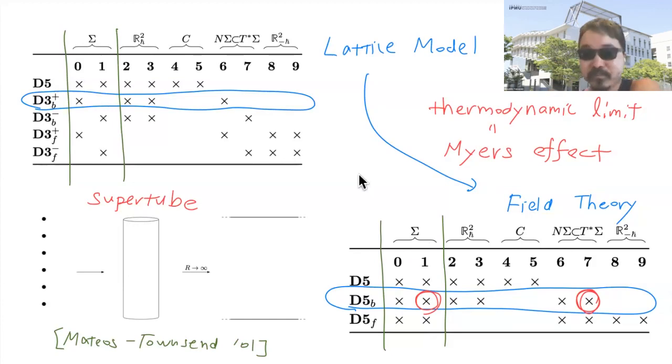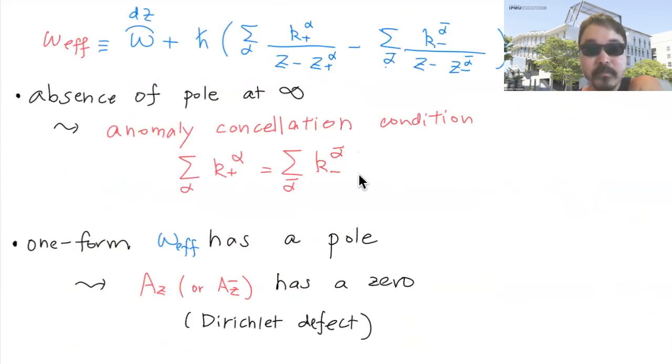Maybe one quick question. So your new omega effective now has poles, but it also has zeros. So it means you have a disorder defect. So the duality mixes order and disorder then.